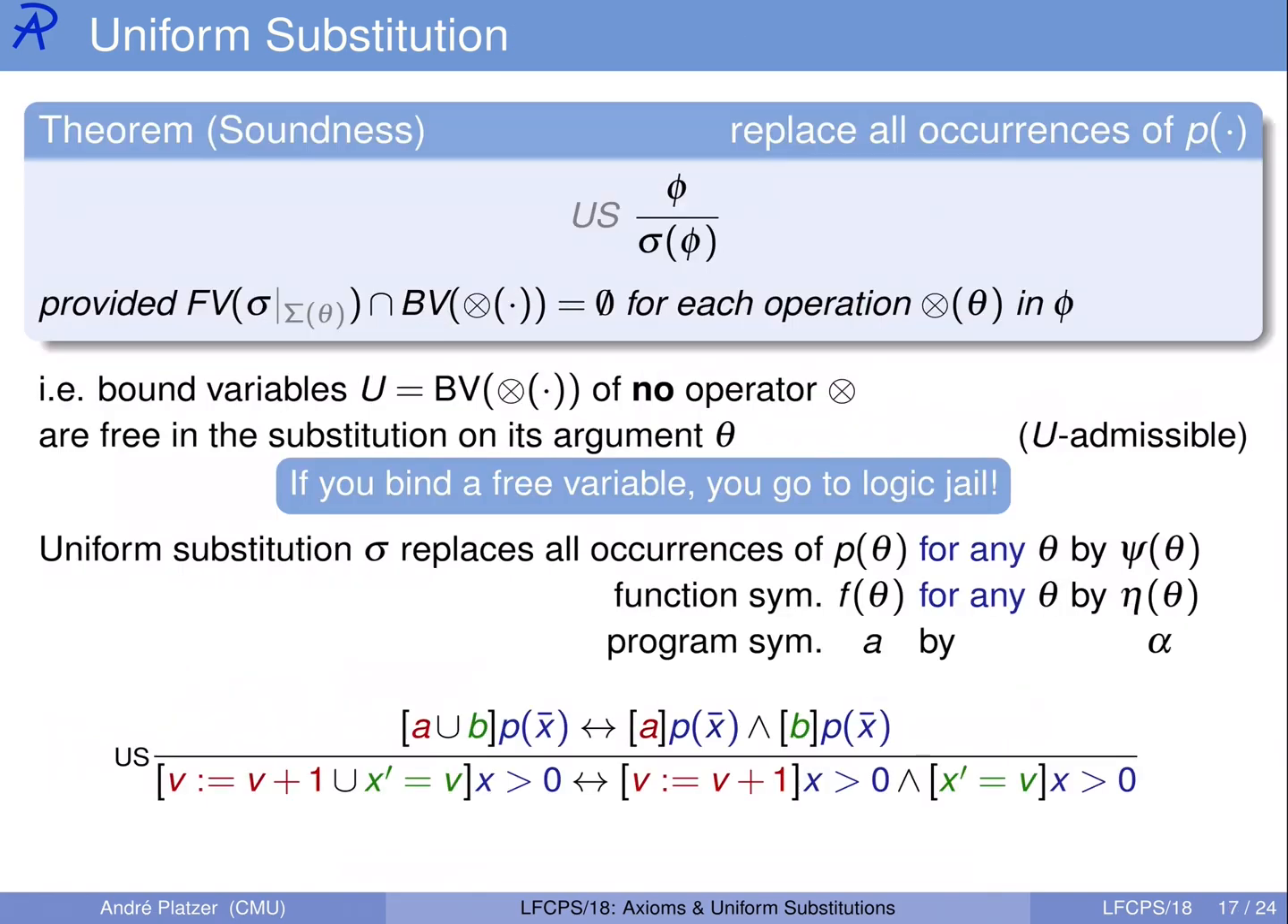So remember, uniform substitution takes a formula that has a proof and rewrites by uniform substitution in it to obtain a new formula that has a proof, with the only side condition being once in the uniform substitution algorithm that says you can't bind a free variable, because you'll then go to logic jail. Also remember, of course, that just like other proof rules, validity is preserved in this way, but we often use the proof rule backwards in that way.